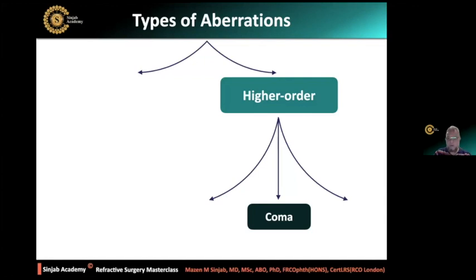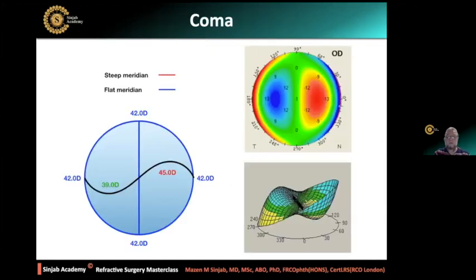We come to the coma. What is coma? The coma, as you see here, has 2 meridians, principal meridians or cardinal meridians. By the way, this is the horizontal coma. Why is it horizontal? Because the distortion is on the horizontal meridian, and the vertical meridian is just straight. So this is coma. Okay.